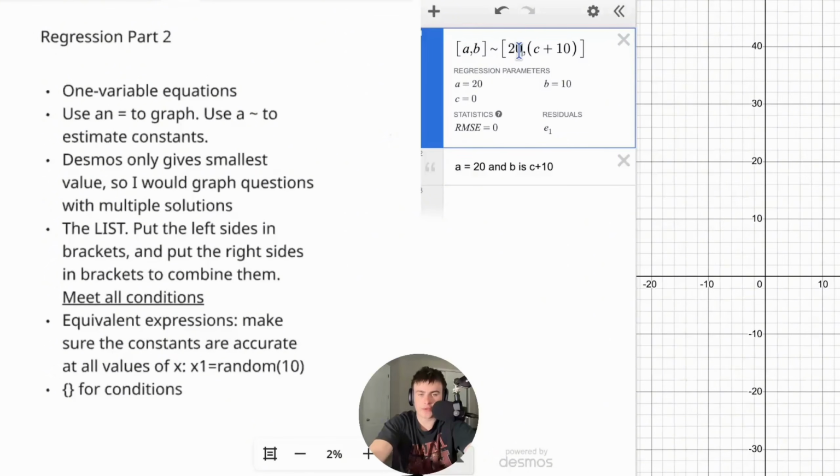A has to correspond to 20, so they both have to be the first element. And then B has to correspond to C plus 10, so that's the second element. Make sure you put it in order, and make sure you put a comma in between the letters.